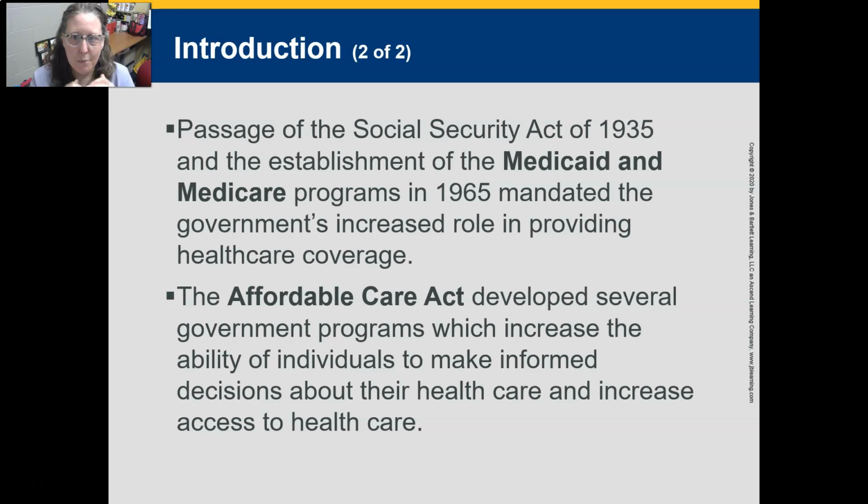The next big advance was the Affordable Care Act, and it developed several governmental programs which increased the ability of individuals to make informed decisions about health care and increased access to healthcare. So that was our next really big jump towards universal healthcare, but also increasing the government's involvement in healthcare.